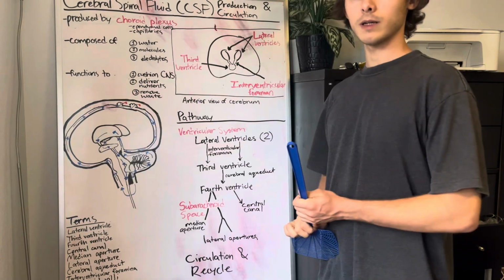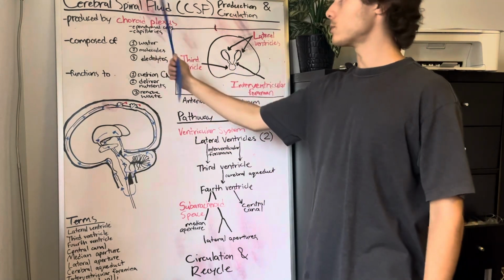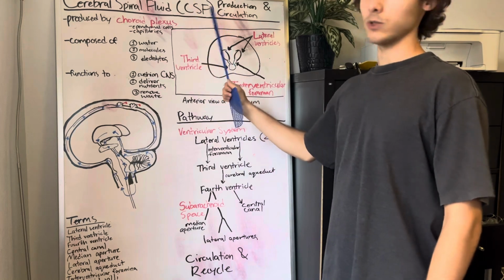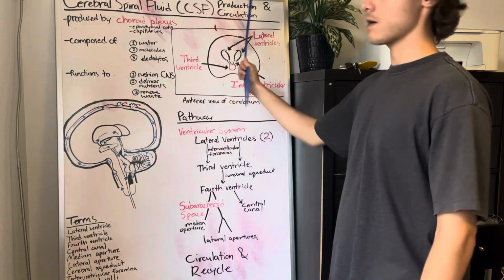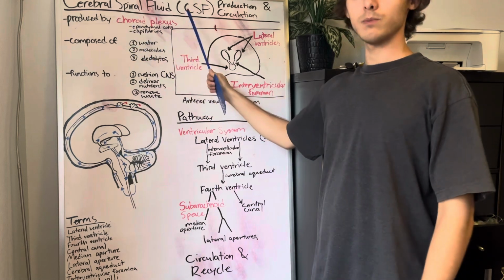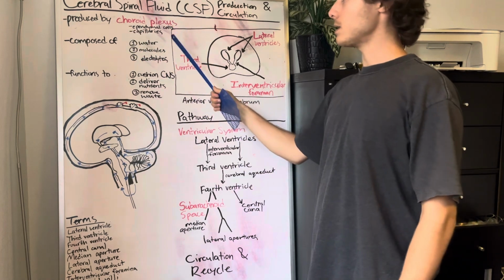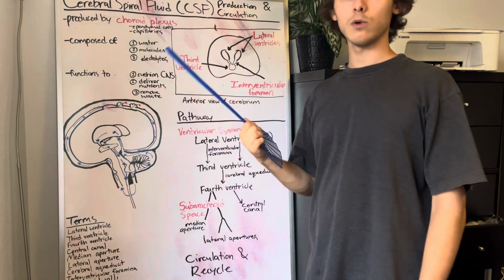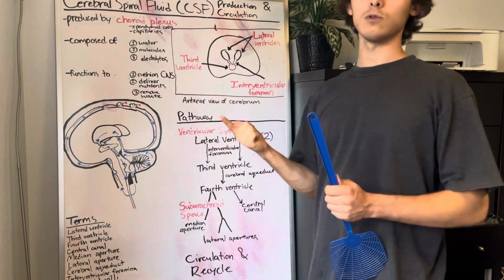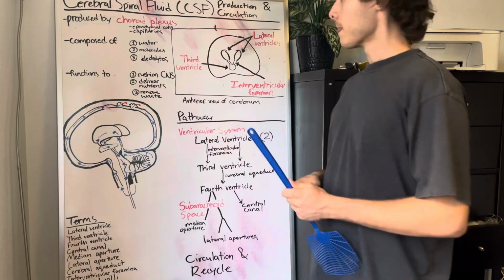For my digital artifact, I will be talking about the production and circulation of cerebrospinal fluid. From now on, I'm going to refer to it as CSF. So CSF is produced by the choroid plexus. The choroid plexus is found in all four ventricles: the lateral ventricles, the third ventricle, and the fourth ventricle.